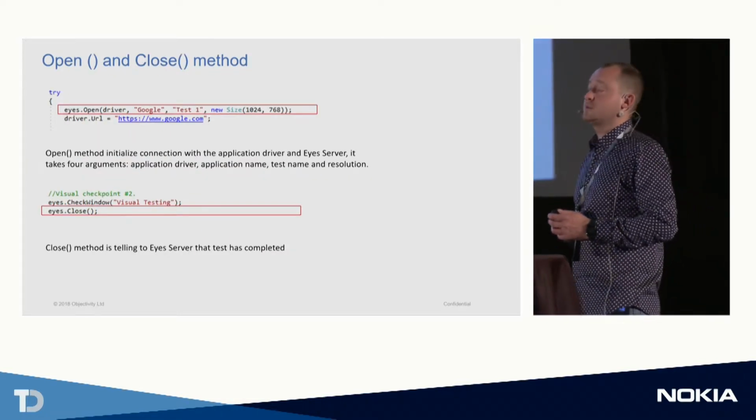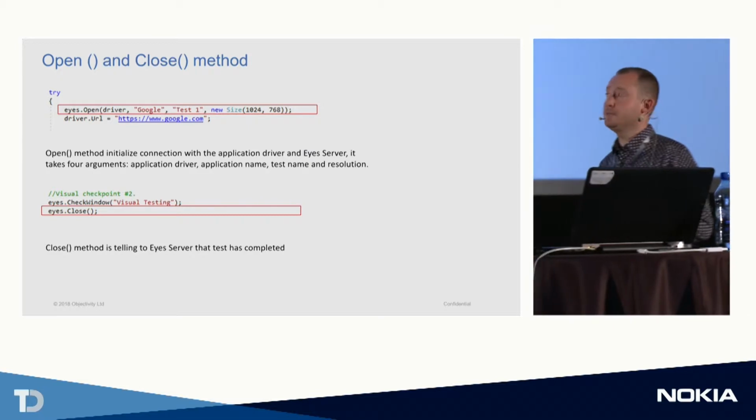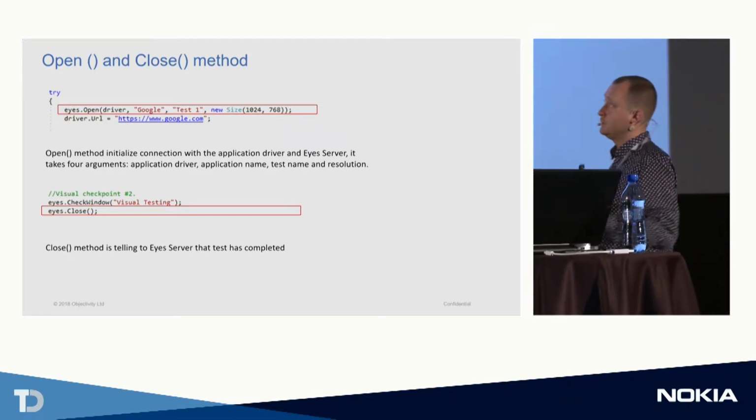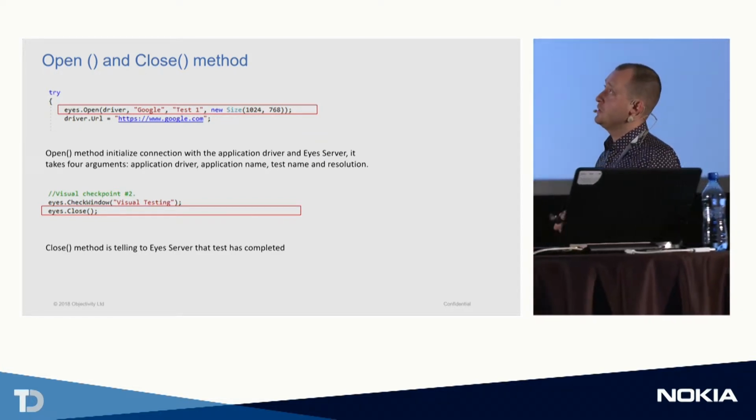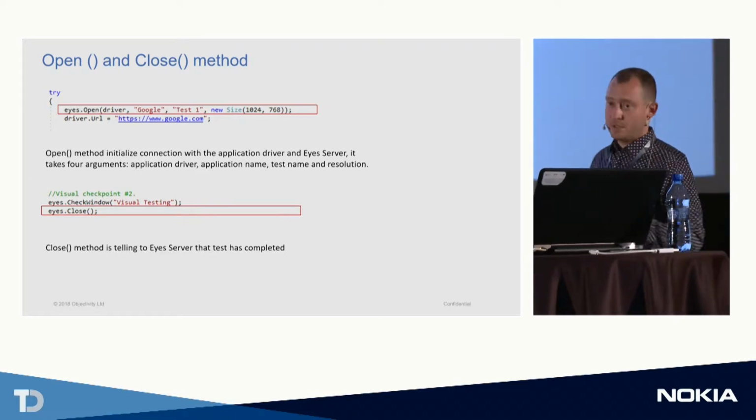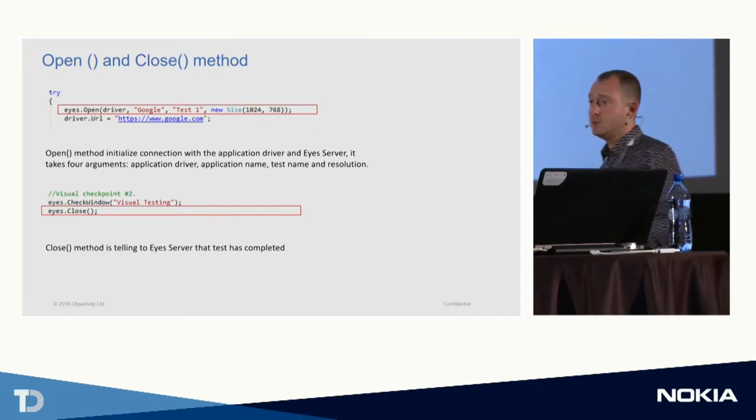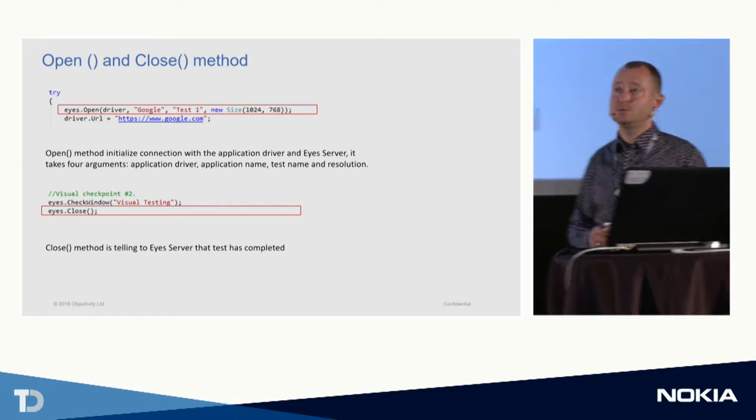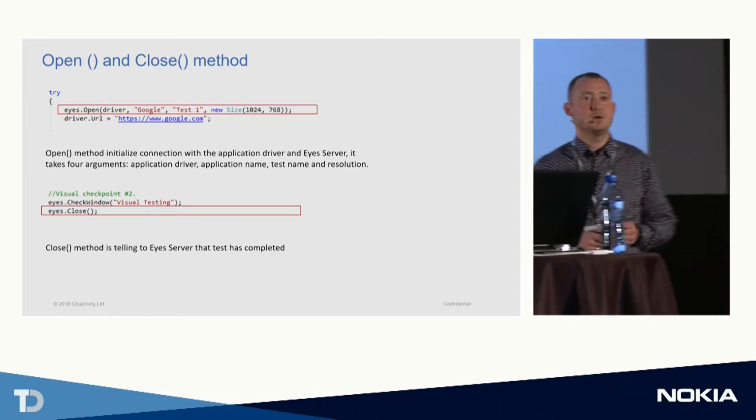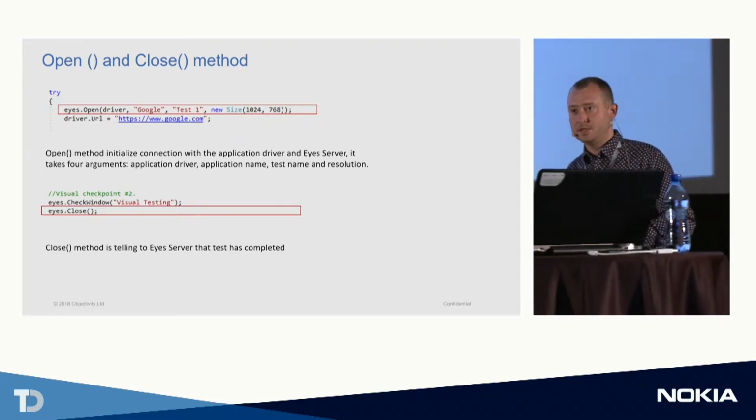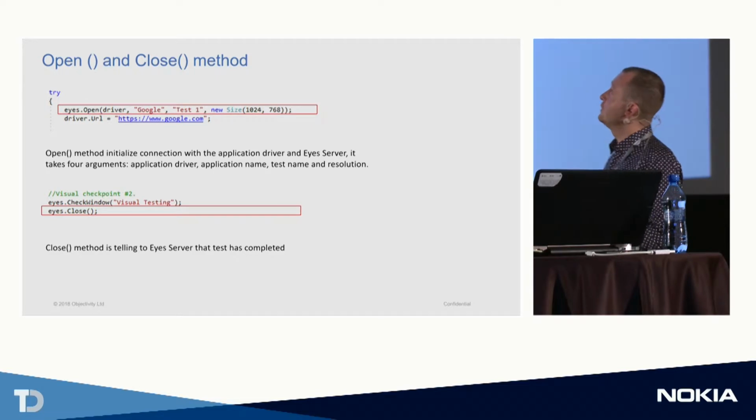Then we have two methods, open and close. The open method initializes the connection between our application driver and the server. As you can see here, we have four arguments. The first one is our application driver, which is Chrome. The second is the name of the application, so this is Google. We can see it on the top of the site. Then we have the name of the test, which will be presented in our Test Manager application. And the last is the resolution of the test.